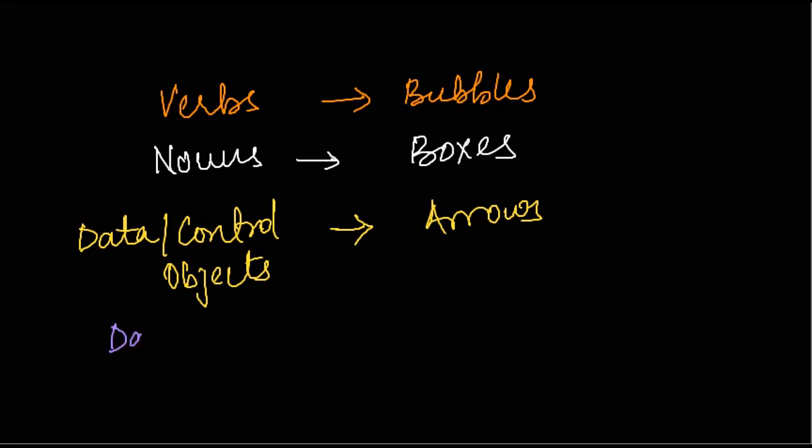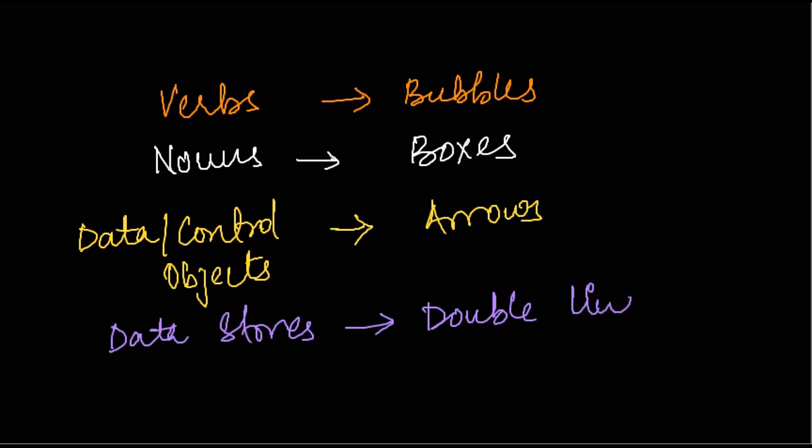Then data stores can be represented by double lines. Data store means where you're storing the data. That is your double lines. All of this is done by applying the grammatical parse on the narrative.